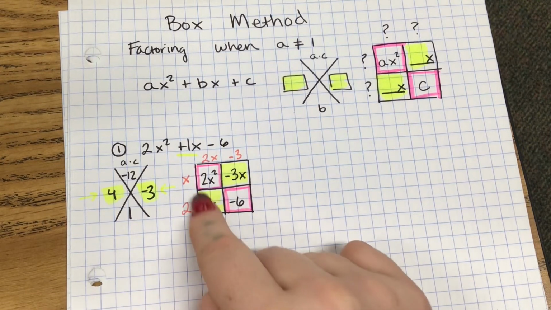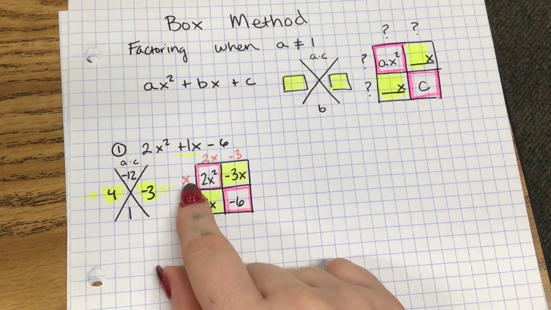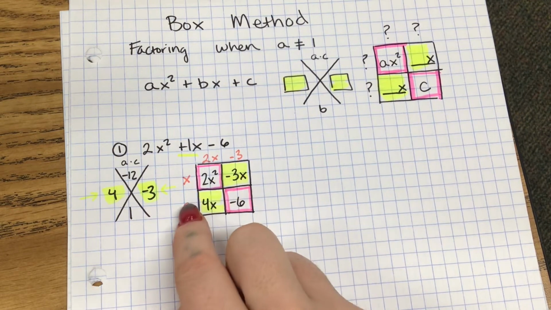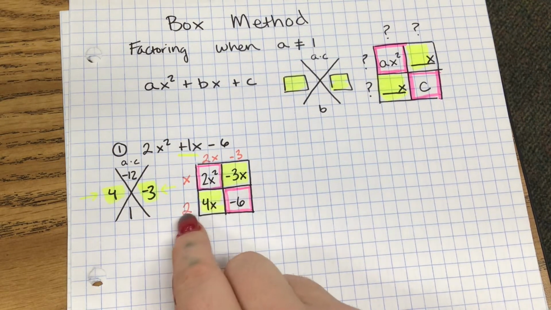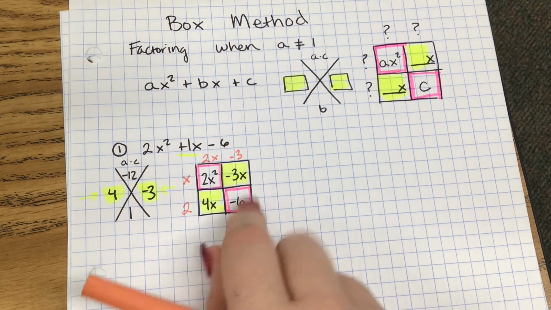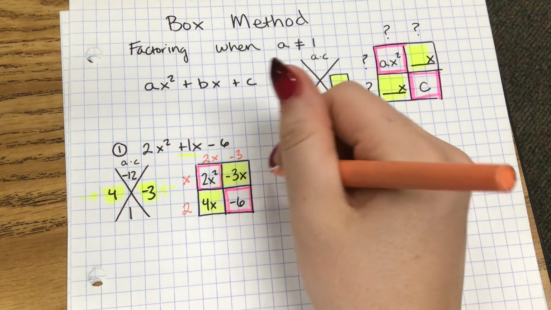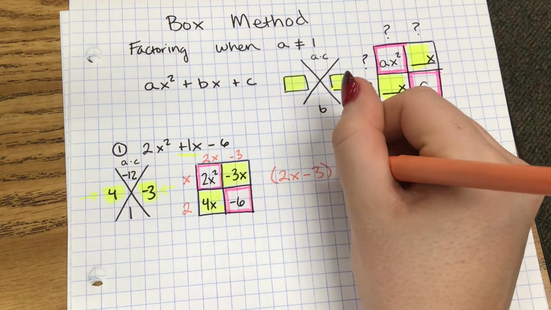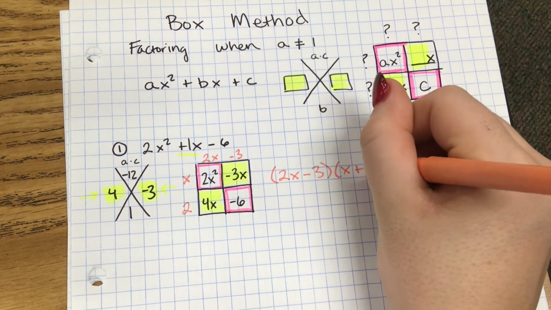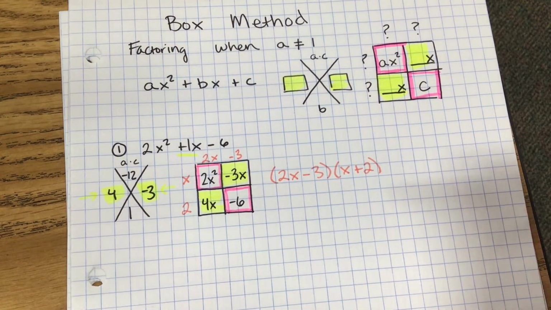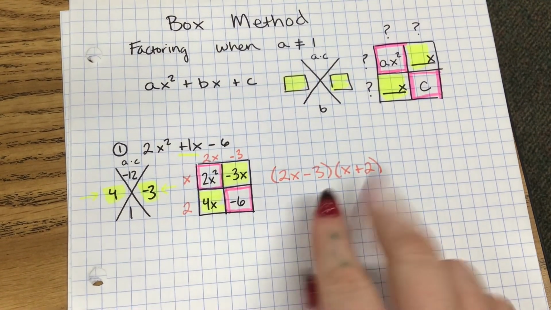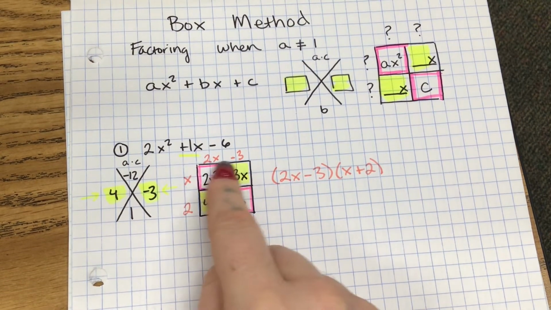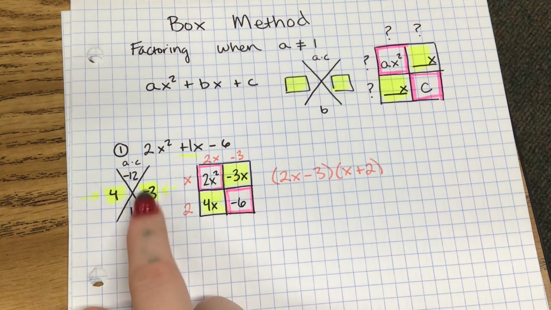After you put in the values, you got to start making sure that they all work. So x times -3 gives me -3x. 2x times 2 is 4x. 2 times -3 is -6, and they all work out. Then you're going to pull those off the box, and your final answer is going to be 2x minus 3 times x plus 2. It's the only answer that works. Granted, you could have flipped it, and that would still have been right, but this layout is the one that would work for this problem.